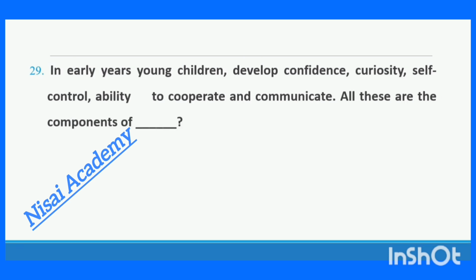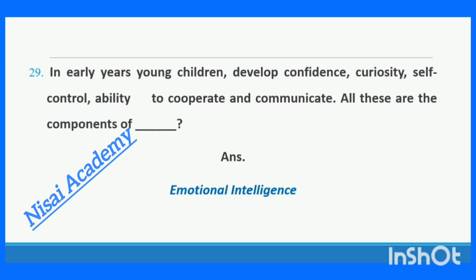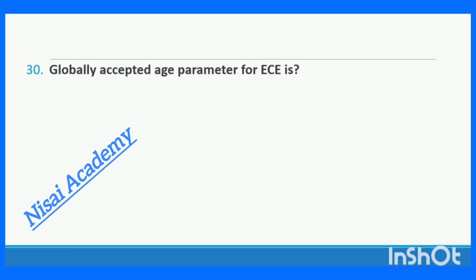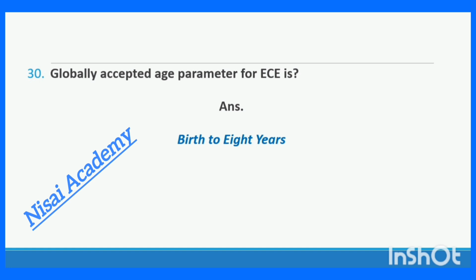Question 29. In early years, young children develop confidence, curiosity, self-control, ability to cooperate and communicate. All these are the components of emotional intelligence. Right answer: emotional intelligence. Question 30. Globally expected age parameter for early childhood education is birth to 8 years. Right answer: birth to 8 years.